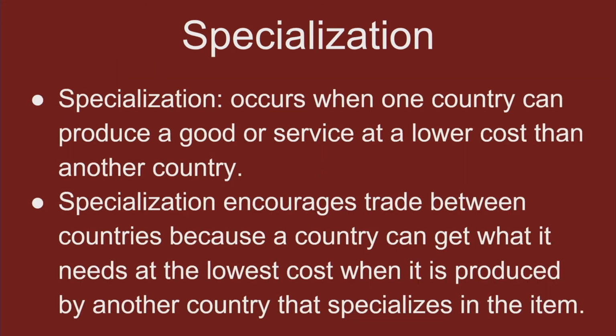Specialization. This occurs when one country can produce a good or service at a lower cost than the other country. So they specialize in that product or that service. They know how to make it efficiently, they know how to make it quickly, they know how to make it in the best quality possible. So this usually encourages trade between countries because a country can get what they want or what they need at the lowest cost. Because if somebody specializes in it, they know how to make that at the lowest possible cost. So the person buying that item or service knows that they're getting that item at the best possible price.